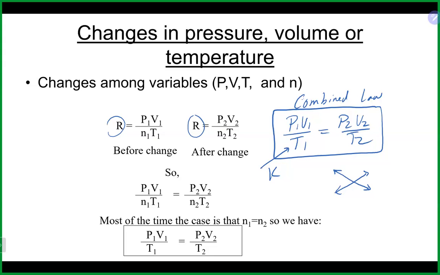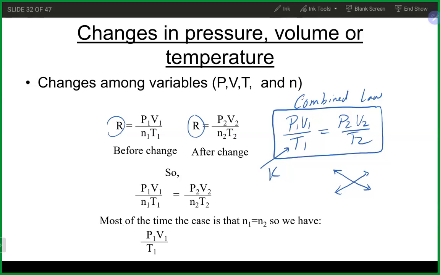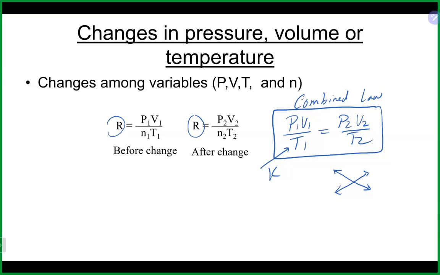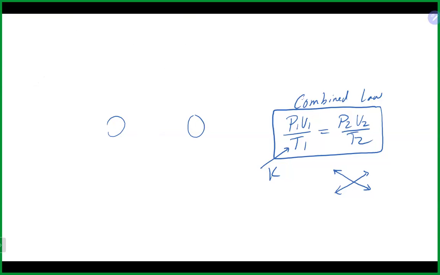So why is this a good gas law? Well, if you want to invest your time in learning a gas law, I would go with this one. This one seems like a good one. The reason I say that, let's go back a couple pages here and we'll talk about why that is.